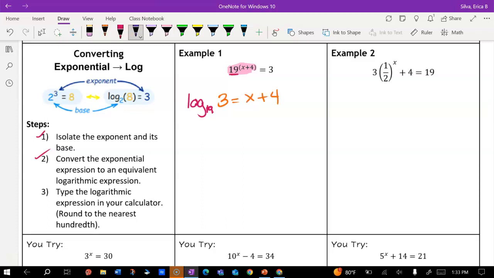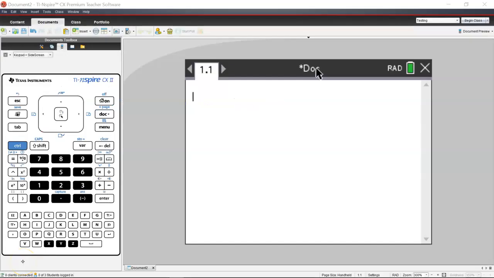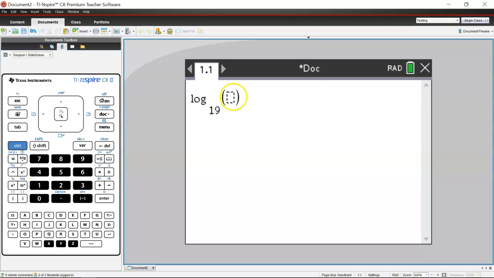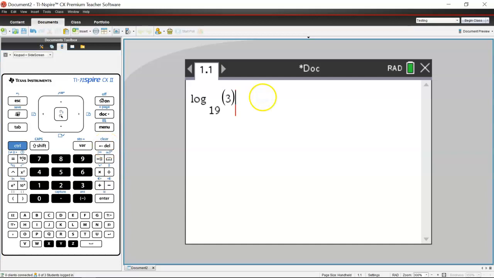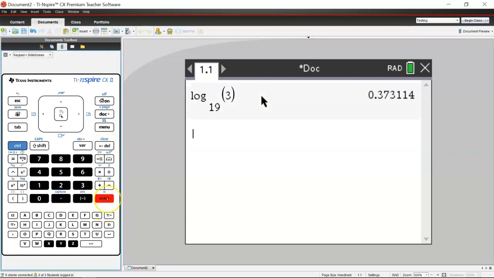At this point, you're going to put this part in your calculator. Right now that we're on our calculator screen, we're going to go to Control and Log, which is the button to the left of 1, and then we're going to put the base as 19, and then put the 3 as our argument. That number inside the parentheses is called the argument. Push Enter and we get 0.37.